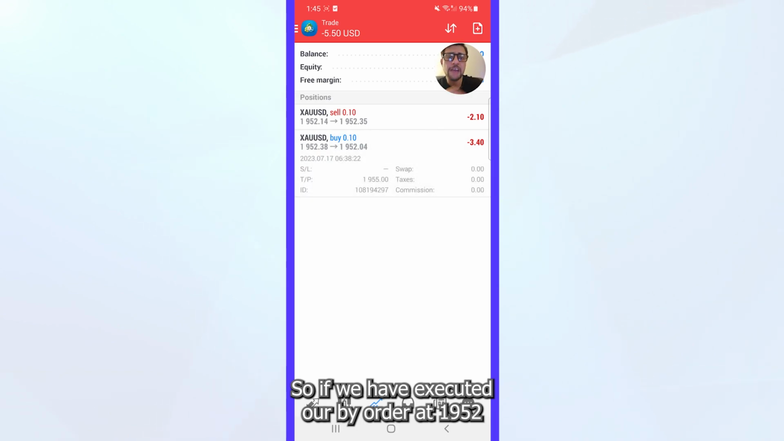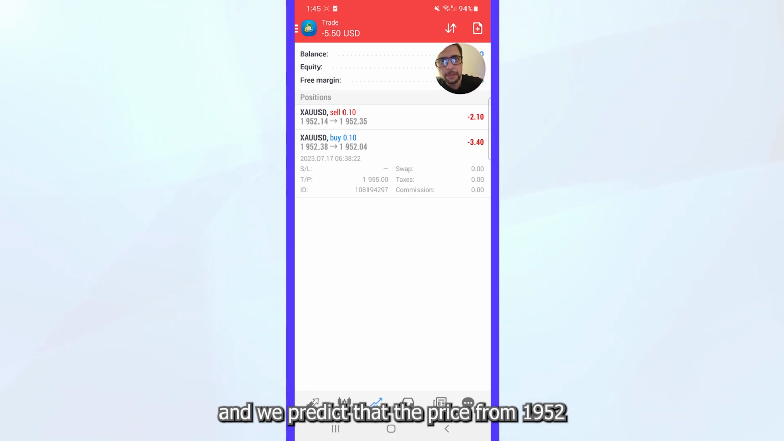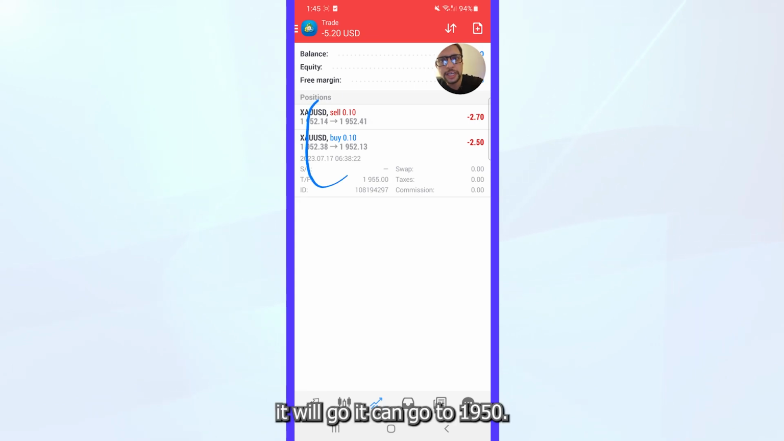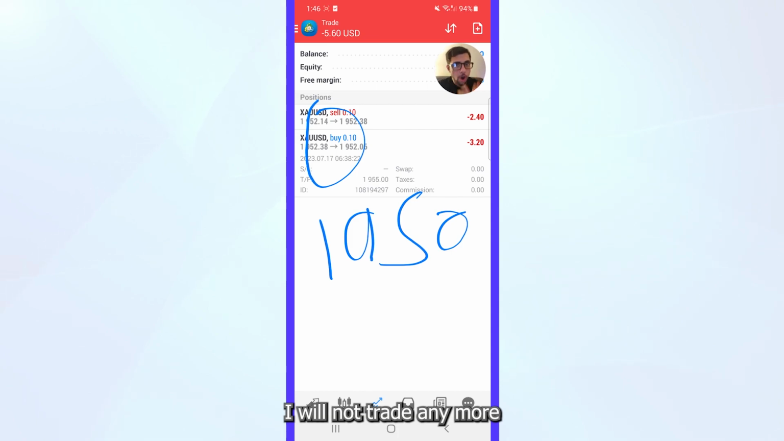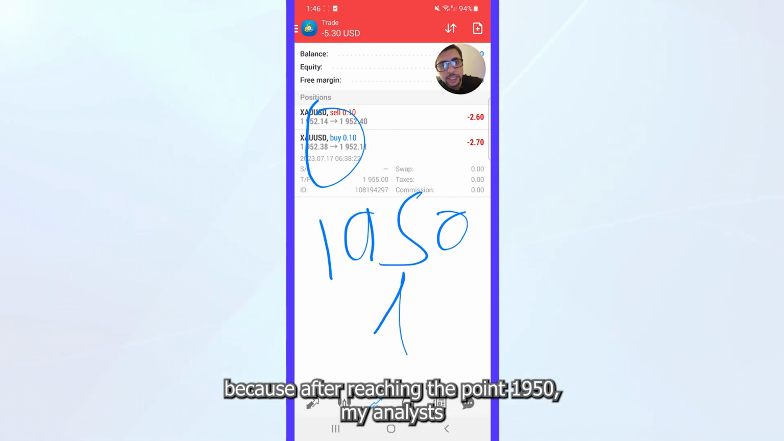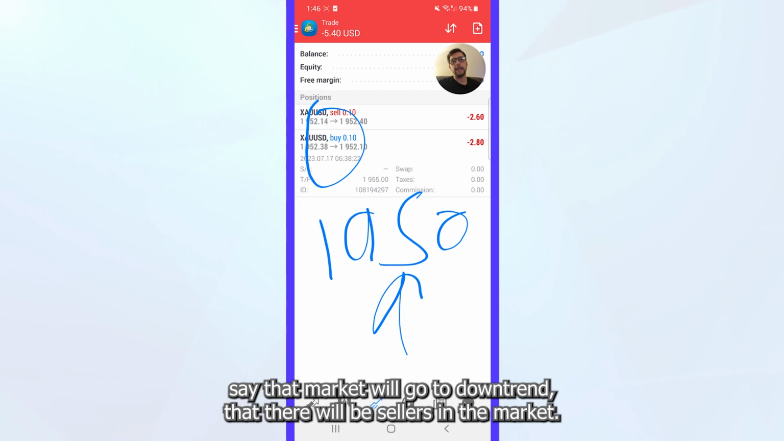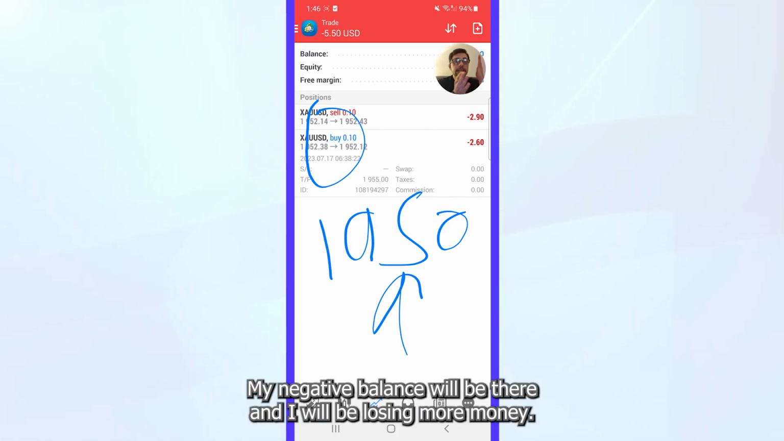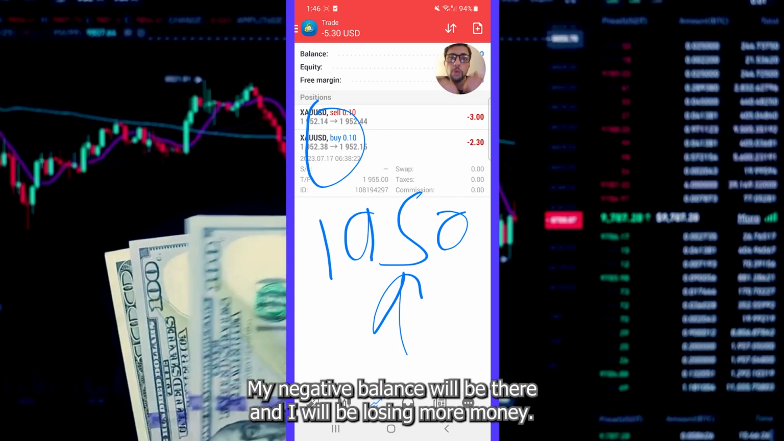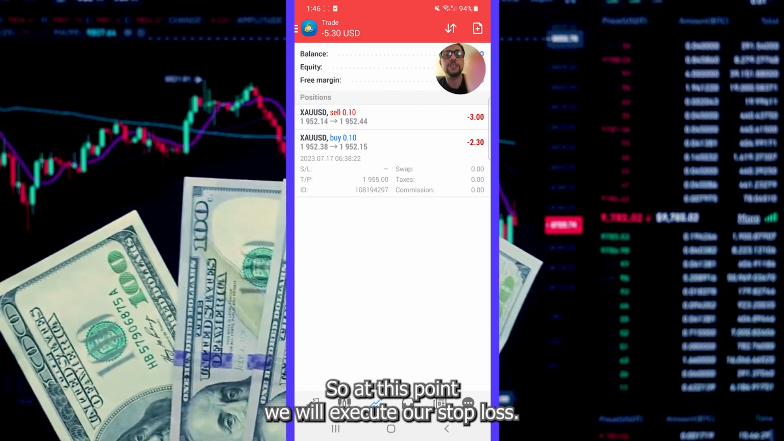So if we have executed our buy order at 1952, and we predict that the price from 1952 can go to 1950, if it goes to 1950, I will close my trade. I will not trade anymore, because after reaching 1950, my analysis says the market will go into a downtrend, there will be sellers in the market, and if I don't close at 1950, my negative margin will start, my negative balance will be there, and I will be losing more money. So at this point we will execute our stop loss.